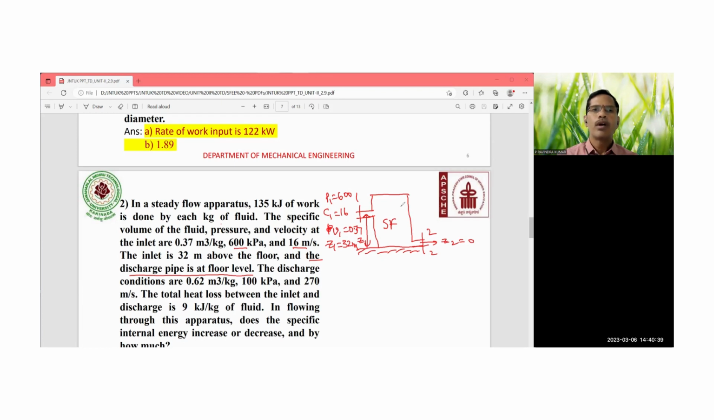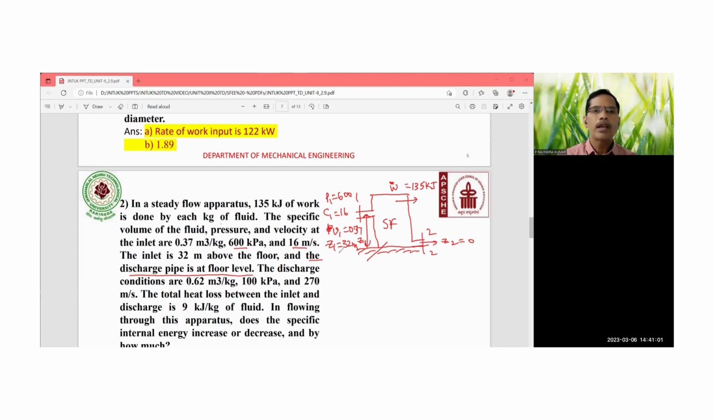Going to flow, work is done by the fluid. That means the work, that is W dot, sorry, this is the W only. It is 135 kilojoules. See here, 135 kilojoules, and the rate of heat loss.